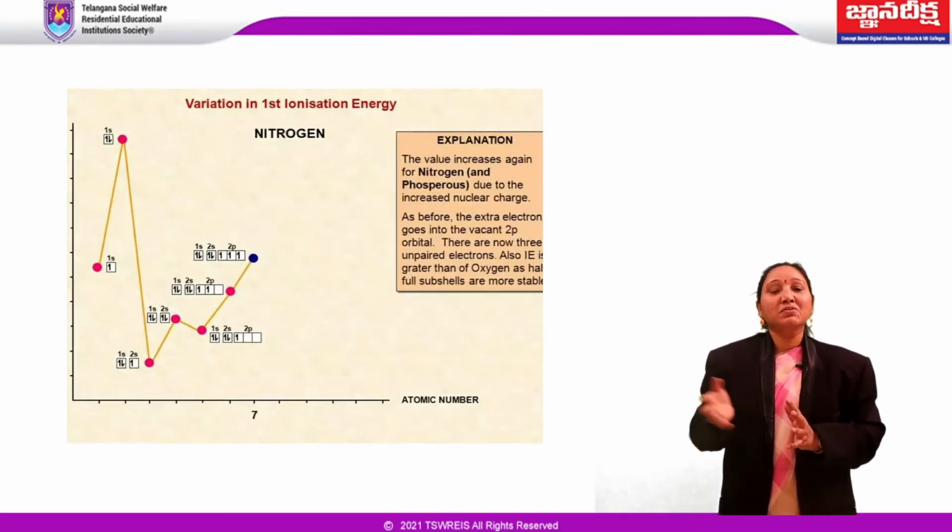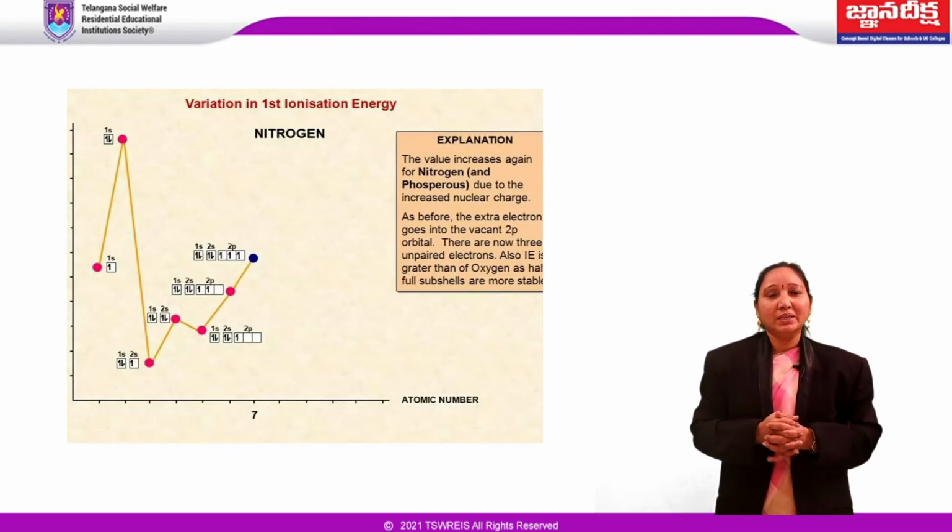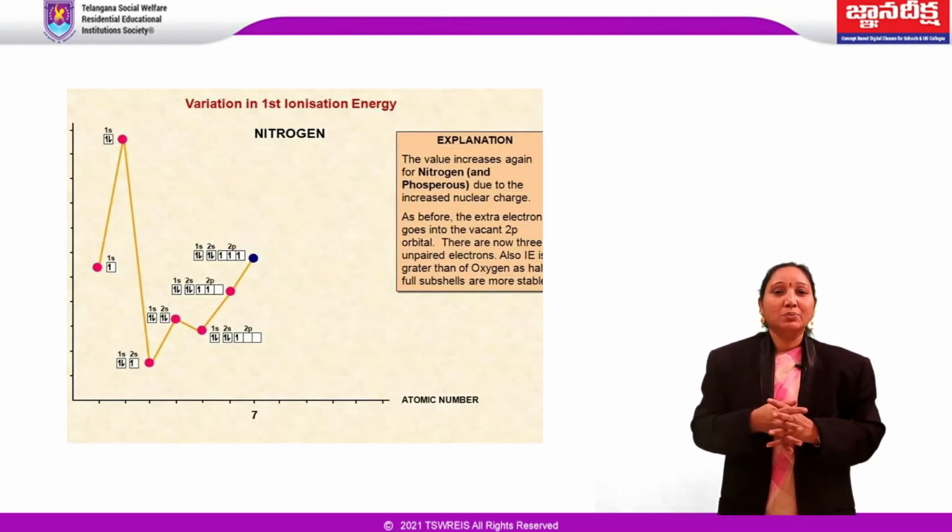Okay, next comes fluorine. Fluorine, already 7 electrons are there and it requires 1 more electron to complete its octet. Therefore, it is very hard to remove the electron from fluorine also. Therefore, gradually the energy increases.